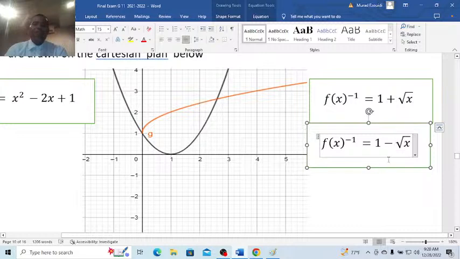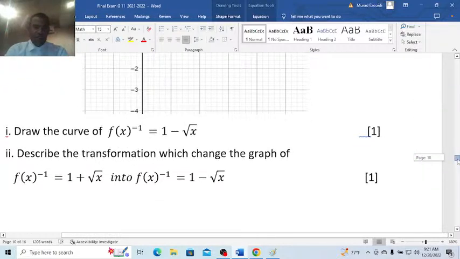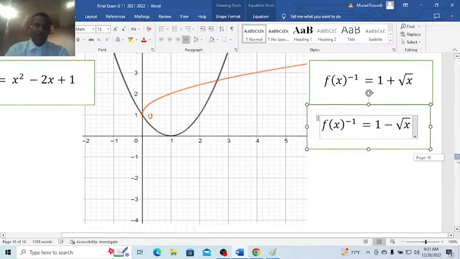When x equals 1 it will be 0, so it will be like that. It will be a reflection in the line y equal 1. This y equal 1 can be the line of symmetry. So this curve f minus 1 of x equal 1 plus root of x is reflected to obtain the curve of the inverse function, which is 1 minus root of x. Now learners, we continue to draw the graph. The graph was drawn there for you.